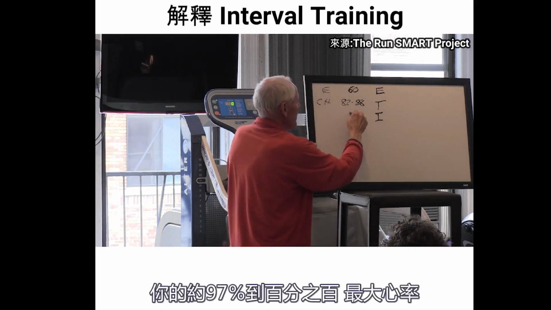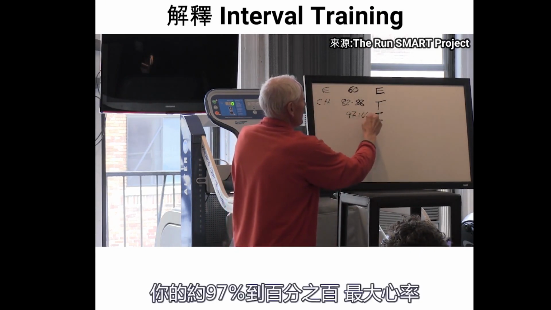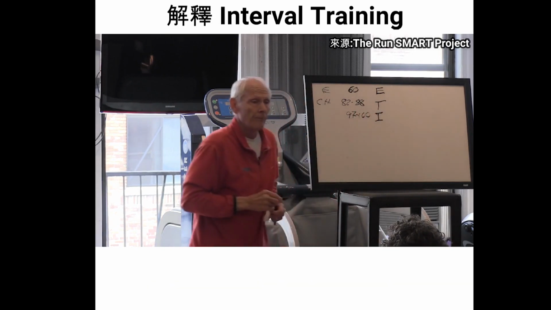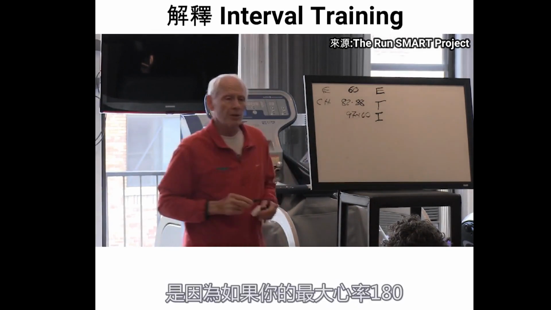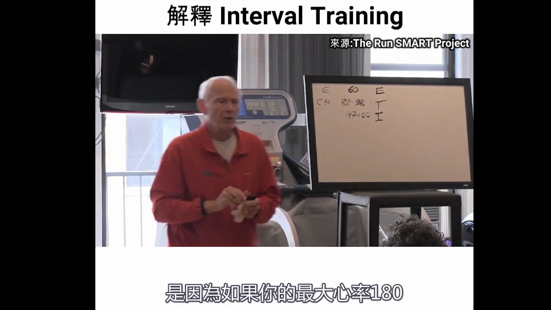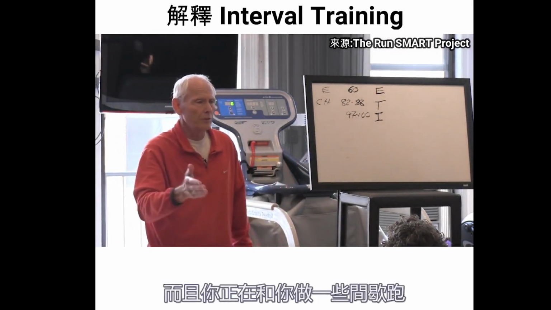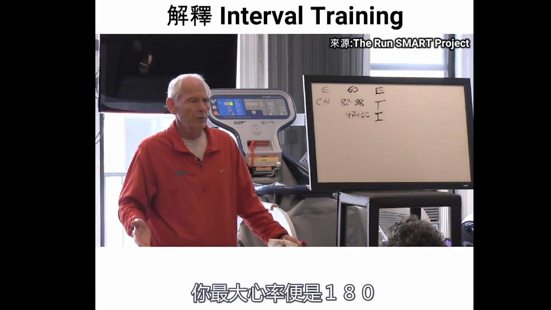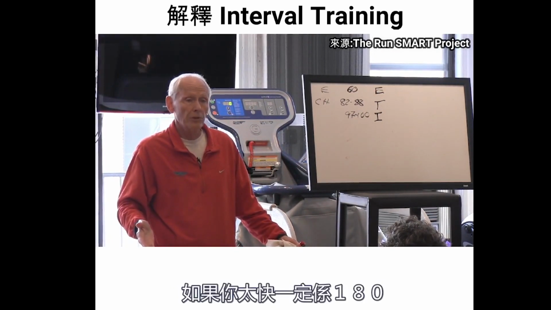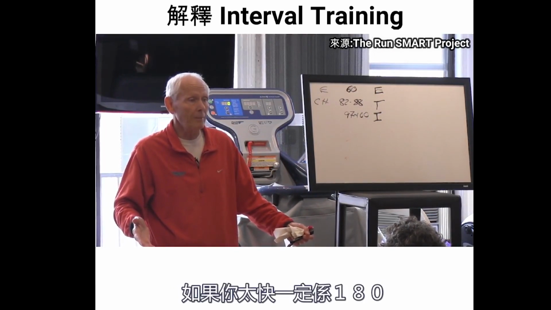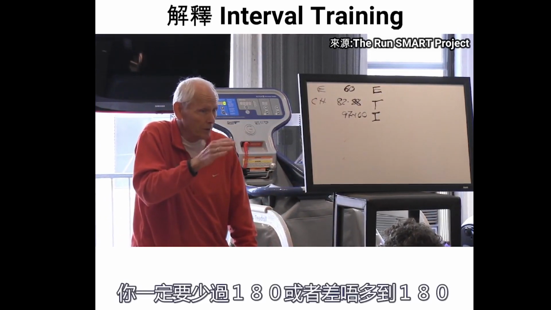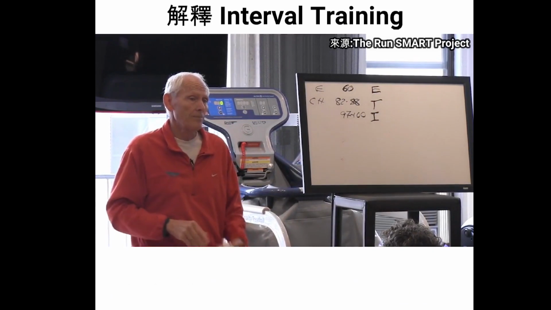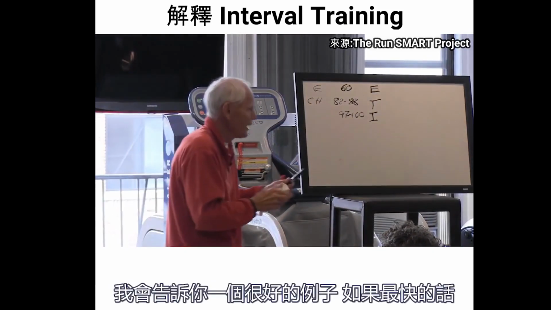So that's what the purpose of interval training is. And that's done at about 97 to 100% of your max heart rate. And the reason I like to call it a little under 100% is because if your max heart rate is 180 and you're doing some intervals and you get 180, do you know if you're going too fast? Because if you're going too fast, it's going to be 180. I mean, that's for sure. So you want to be right at it or a little below it so you know you're not going too fast. Because going too fast, I'll show you a good example of that.